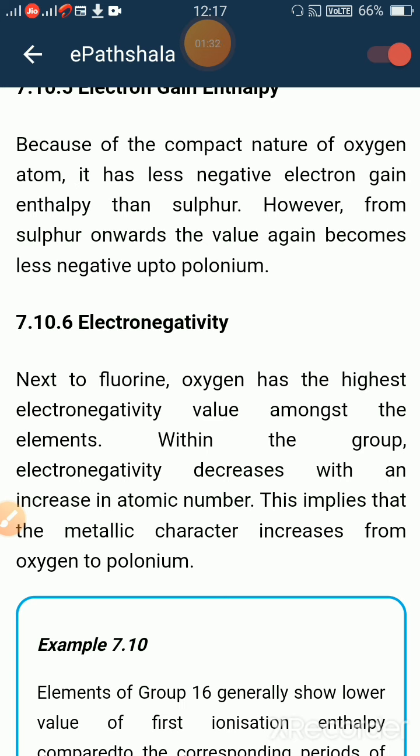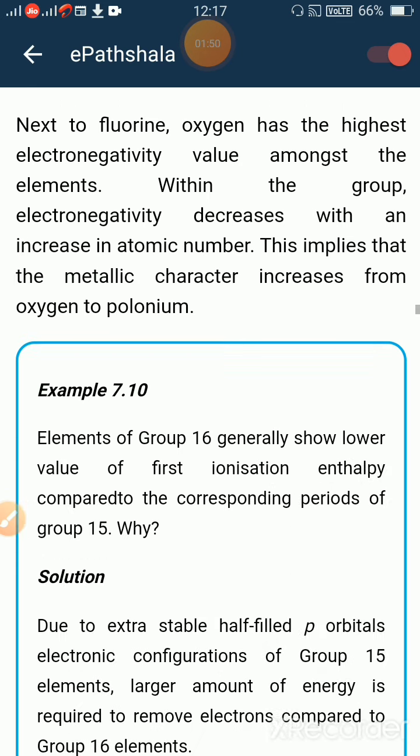Electronegativity. Next to fluorine, oxygen has the highest electronegativity value among the elements. Within the group, electronegativity decreases with an increase in atomic number. This implies that the metallic character increases from oxygen to polonium.